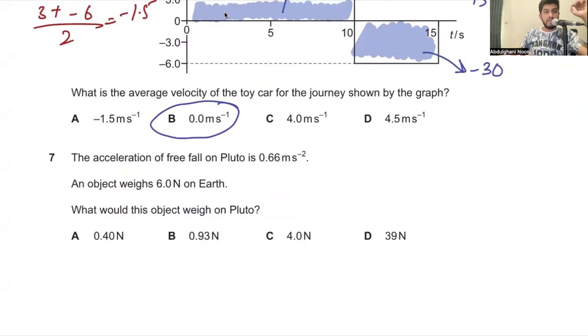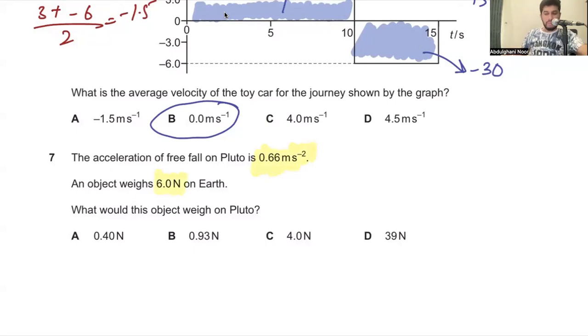Question 7 says, the acceleration of free fall on Pluto is 0.66 meters per second squared. The object weighs 6 Newton on Earth. What would the object weigh on Pluto? Now, a simple, straightforward question.